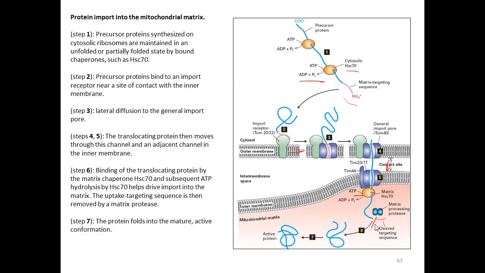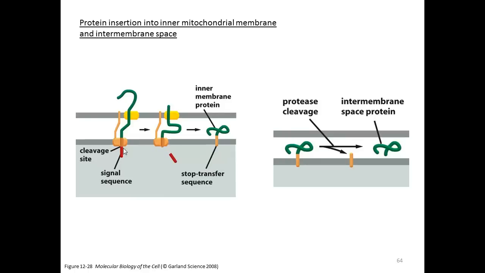Once inside the mitochondrial matrix, the localization signal is cleaved and the protein will fold into an active form. For proteins going to the inner mitochondrial membrane or the inner membrane space, in addition to this localization signal, they have a second series of amino acids, this orange sequence, which is hydrophobic, and that indicates its position should be in the mitochondrial membrane. And here you have produced a protein that is present in the mitochondrial membrane, or this sequence can be cleaved off, releasing a protein to be free in the inner membrane space.